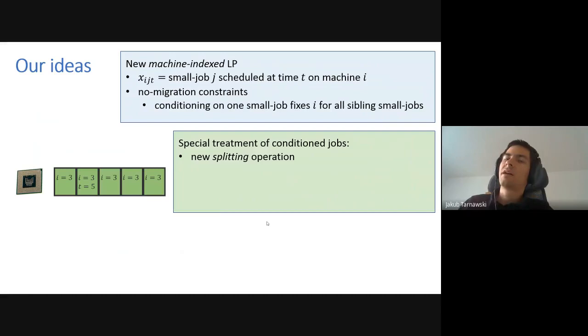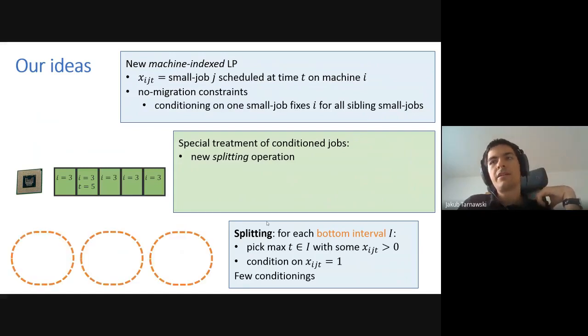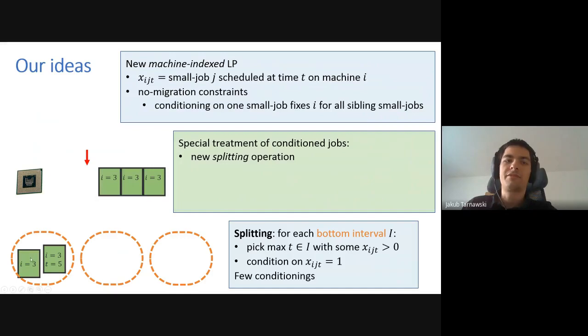machine. Okay, and then once you condition on a job, now you have to control that it really goes to that machine. Okay, so you have a new splitting operation that basically works as follows. So to split this chain into bottom intervals, we do this. We pick a maximum time such that it has some support, and we condition on that. Okay, so I have a picture. So I start with this first interval, and I pick the last time interval that can have some job, and I condition this. Okay, so this guy goes here, and the guy to the left also goes here because, well, he's to the left. Okay, now I do the same for this guy.